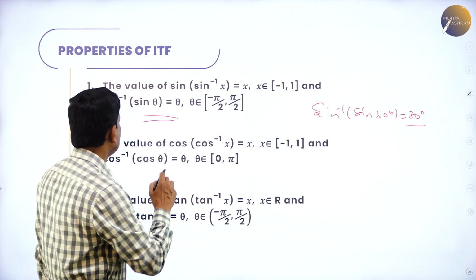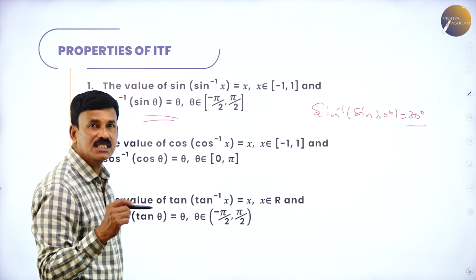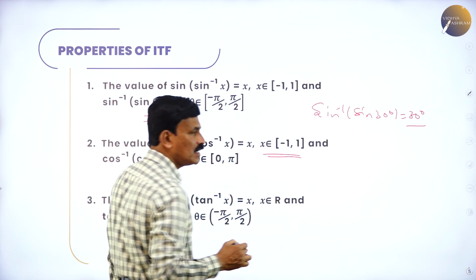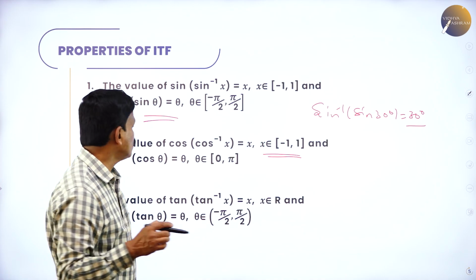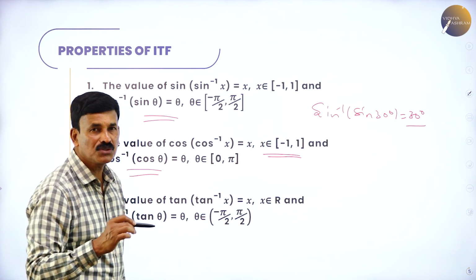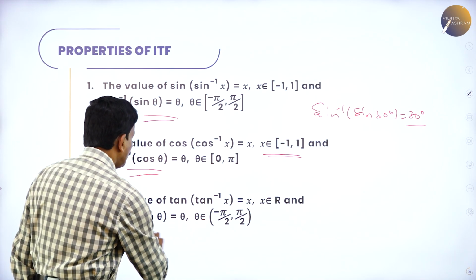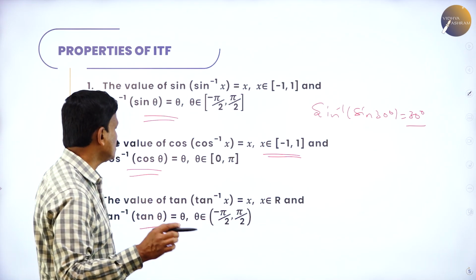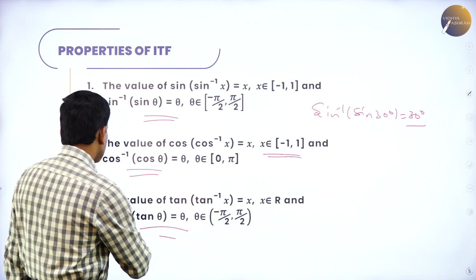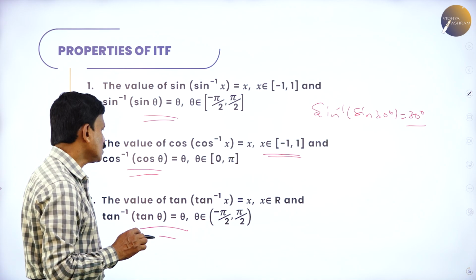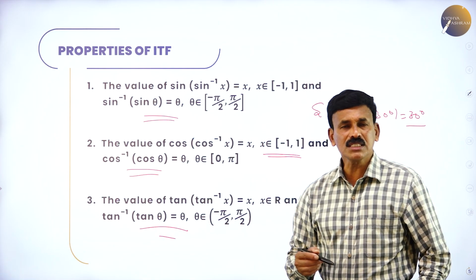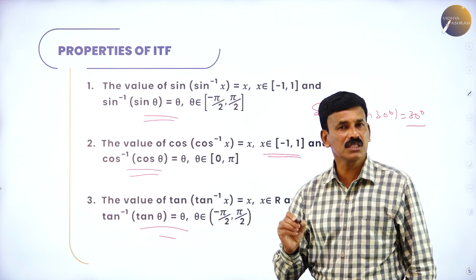Now, similarly, cos of cos inverse x is equal to x if x belongs to -1 comma 1, and cos inverse cos theta is equal to theta if theta lies between 0 comma pi, and tan of tan inverse x is equal to x where x belongs to R. And tan inverse tan theta is equal to theta where theta belongs to minus pi by 2 comma plus pi by 2. These are very important properties to solve the problems.